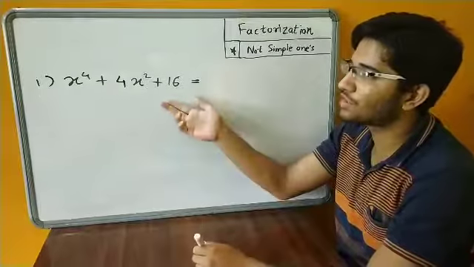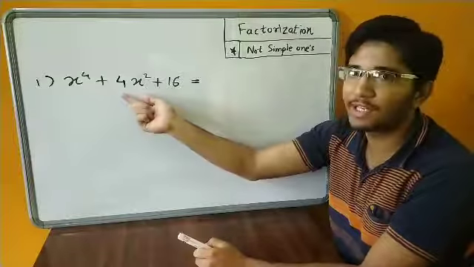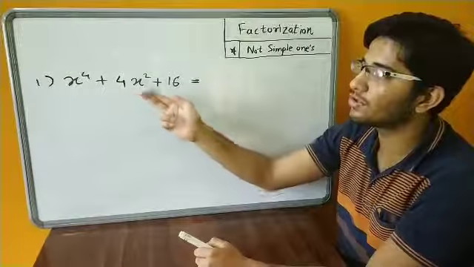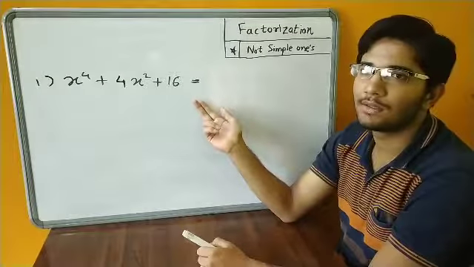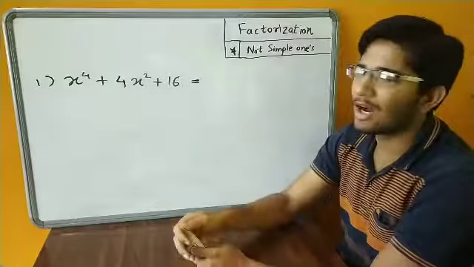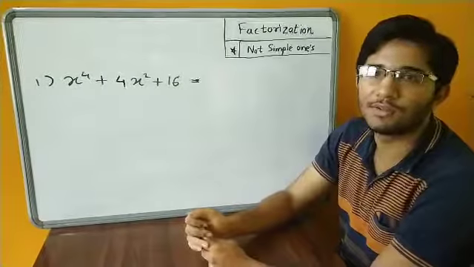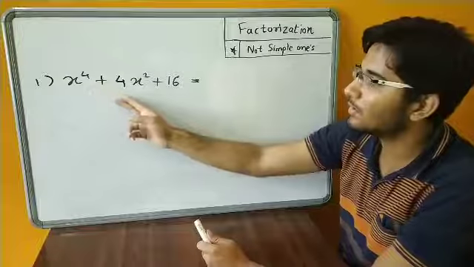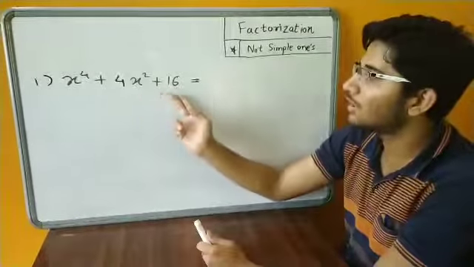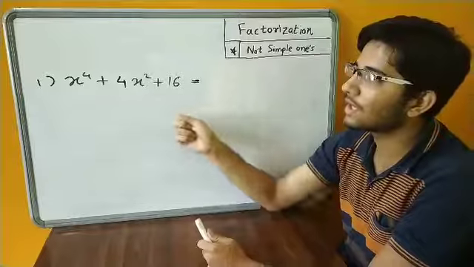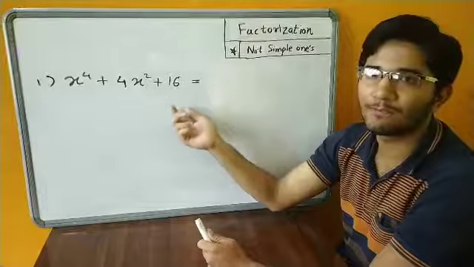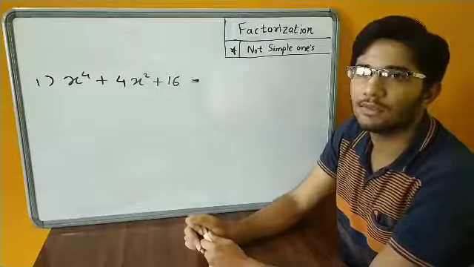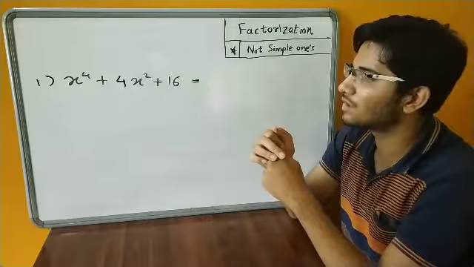Okay, this is our first question: x⁴ + 4x² + 16. Remember, it is not in the form of a² + 2ab + b². It is in a different form. Now think how we can factor this equation. Because if you observe, it is the square of x² plus 4 into x² plus the square of 4. So it is not a² + 2ab + b². It is just a² + ab + b². So how can we factorize this equation?